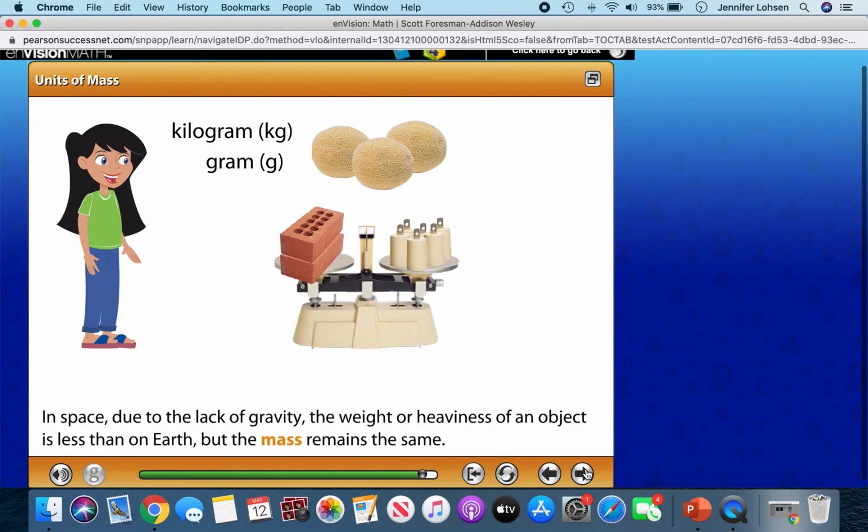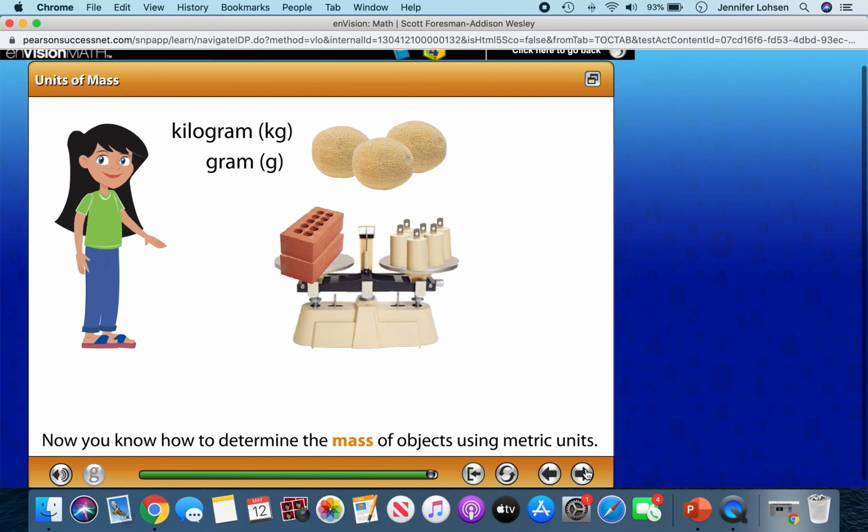In space, due to the lack of gravity, the weight or heaviness of an object is less than on Earth, but the mass remains the same. Now you know how to determine the mass of objects using metric units.